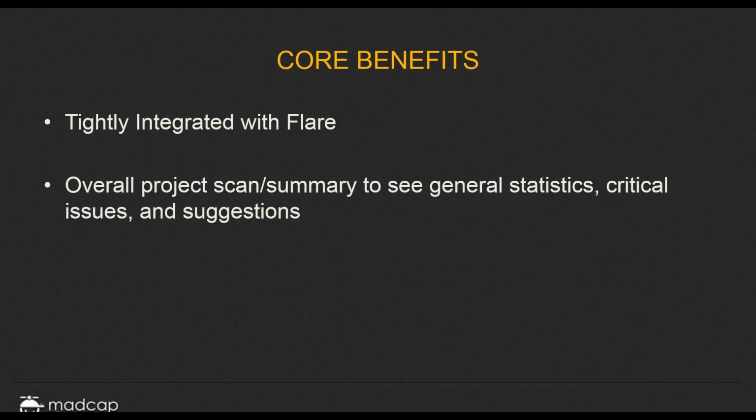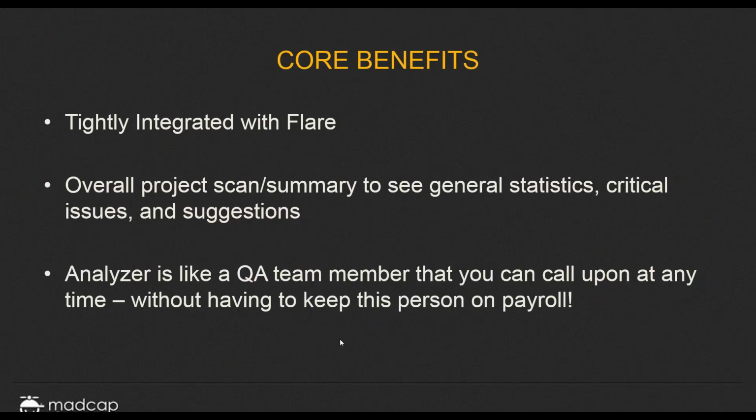Is anything broken? Did we use local formatting when maybe using a style was better? Are we reusing information as much as possible? Could we be using a snippet here versus just hard coding some text in? And so we'll be able to see some of these things, and we're going to take a look at some of that. So really, Analyzer is like that extra member of your QA team that you can use at any time, but you don't have to keep this person on your payroll. So it's that person where you can say, hey, go out and find me all the stuff in my project that's problematic and report back to me within a couple minutes so that we know what to do to address it.